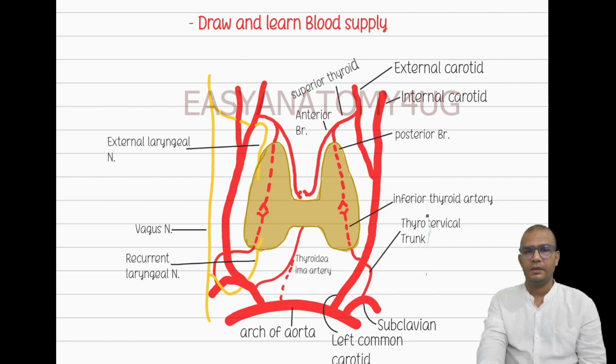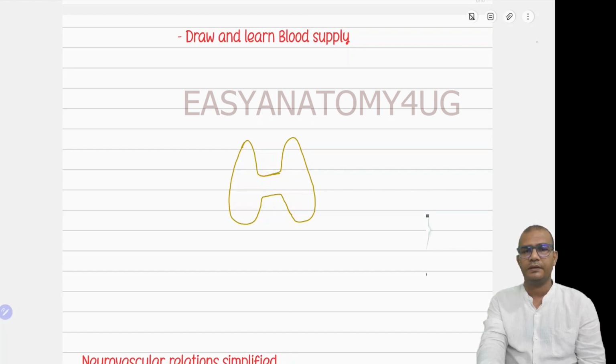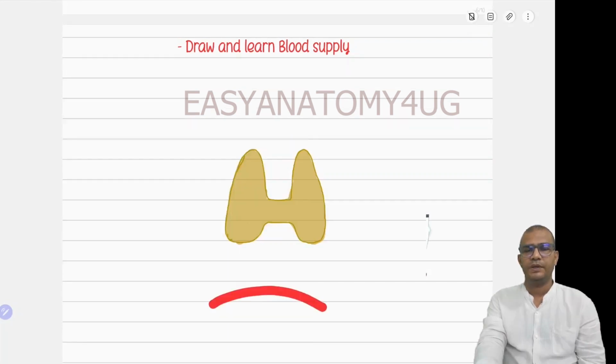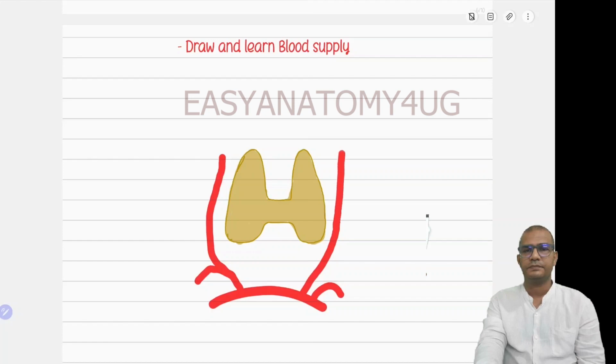This is the diagram showing blood supply of the thyroid gland. So we will learn how to draw this diagram, and we will also revise the blood supply and the neurovascular relations on this diagram. So let us first draw the thyroid gland, two lobes and isthmus. Begin with arch of aorta. Show the branches on the left side, that is left common carotid and left subclavian. On the right side show brachiocephalic trunk, which gives rise to the right common carotid and right subclavian. The common carotid further divides into internal carotid and external carotid.